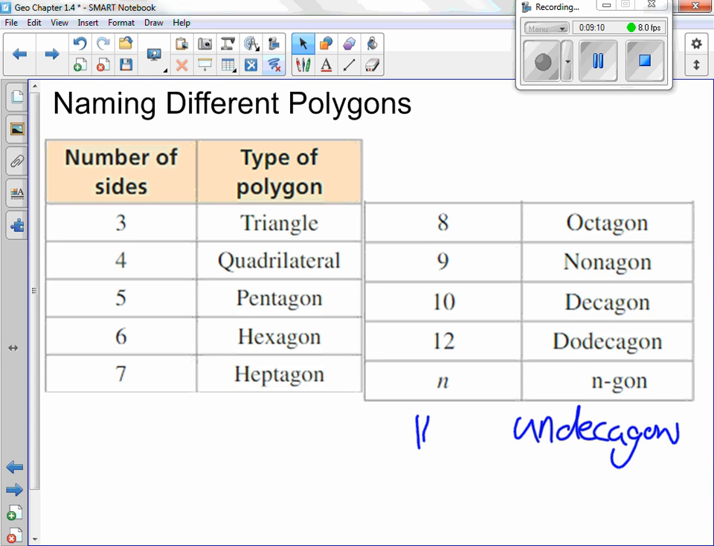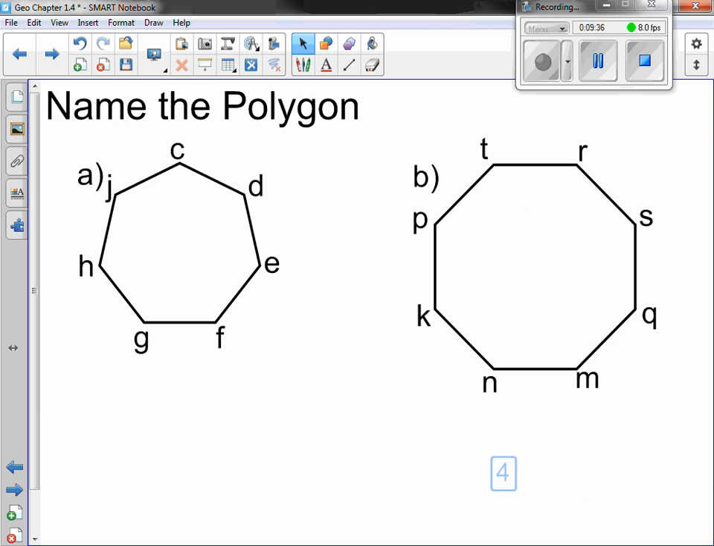Yes. Wouldn't another 6-sided be a sexagon? It wouldn't. We normally stay with pent. Because 6, that's normally used in a different way. So any questions on these here? We good with these here?